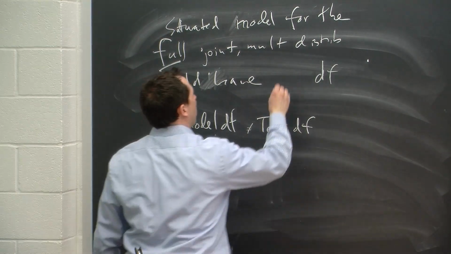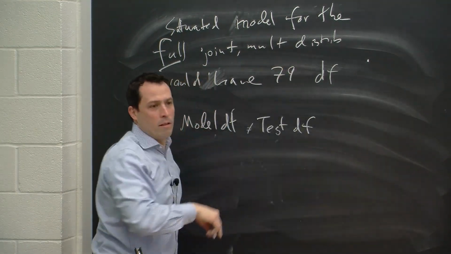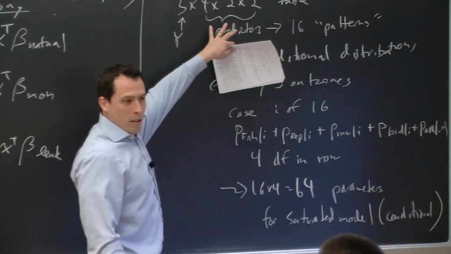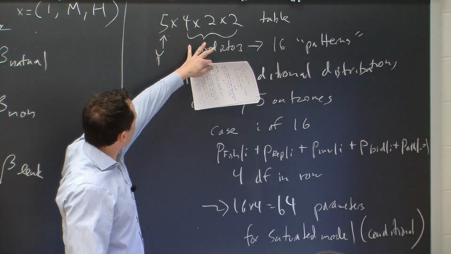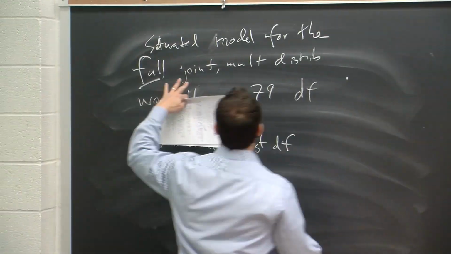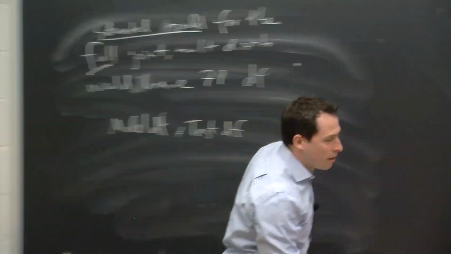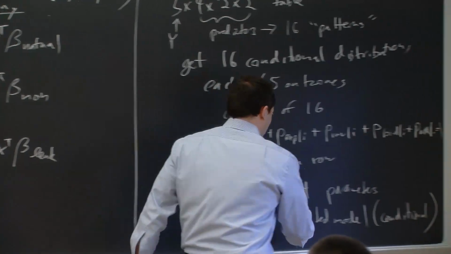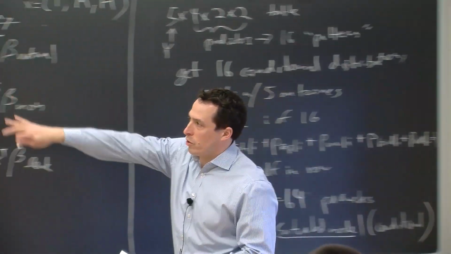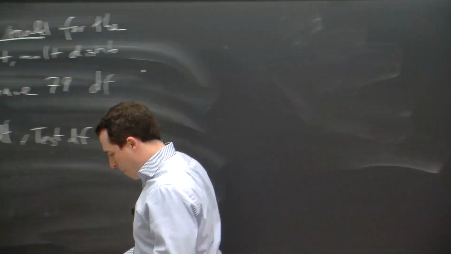79. Okay, because if there are 80 entries in the table, they're all probabilities, they all have to sum to 1. So 80 minus 1 is 79. So these things are both called saturated models, but they're different models. One is a conditional model with 64 parameters. One is a joint model with 79 parameters.